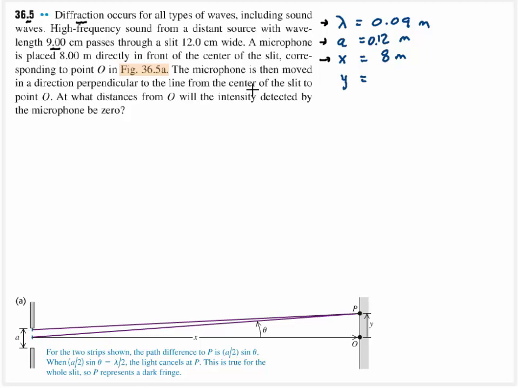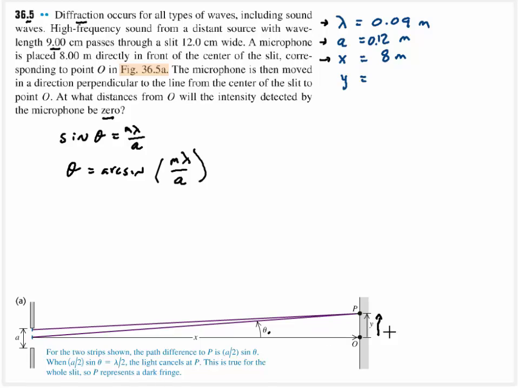And in this case, the screen is going to be a microphone that's kind of going to start off at the center and work our way up, and it says at what distances is the intensity detected going to be 0. This is kind of like saying, hey, where are the dark spots? So we're going to say we're going to have the dark spots, destructive interference, at sine theta is equal to m lambda divided by a. So hey, we can figure out what theta is. Theta is simply going to be the arc sine of m lambda divided by a.